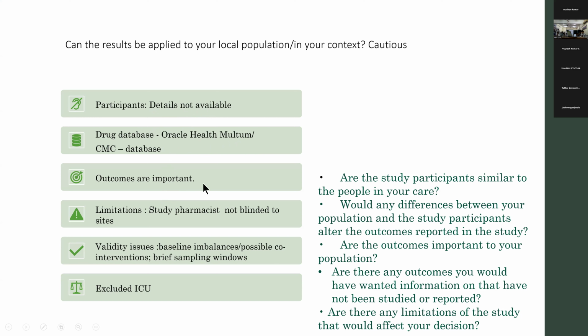Outcomes, yes, outcomes are important for us. Some of the limitations here: the study pharmacist is not blinded to site. The outcome here was a DDI, which they had taken retrospectively from the EMR. So if they knew it was a control hospital or an intervention hospital, capturing the data would have been affected. There are validity issues with the study: baseline imbalances, possible co-intervention, a very small sampling window. And they had excluded ICU patients. So all of that would be a limitation for this study.